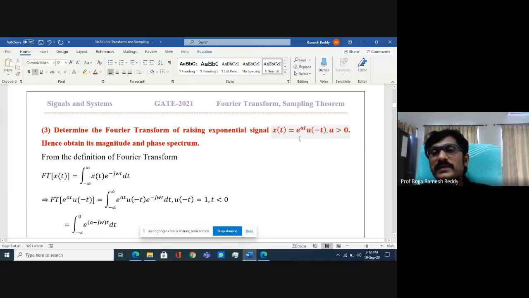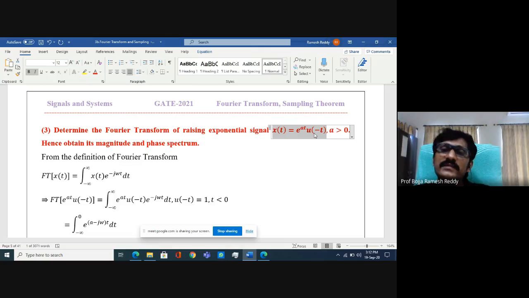This is rising, e power at u of minus t. This is a left-sided rising exponential signal. Why left side? Because of u of minus t. U of minus t is 1 when t is less than 0, left side. It is a left-side signal and is a rising exponential where amplitude rises when time increases.